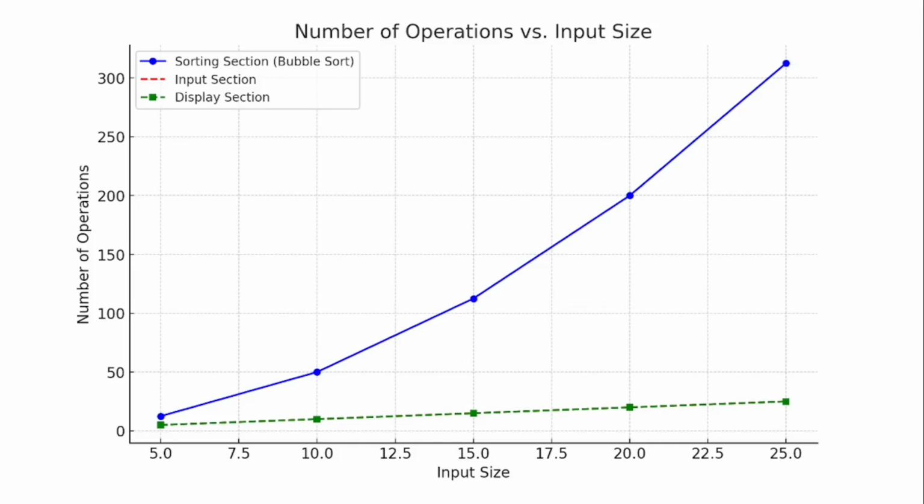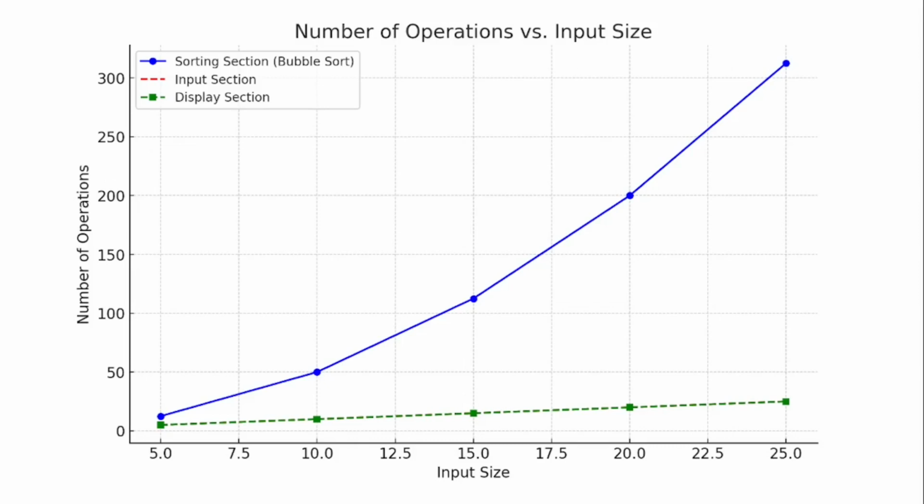Now, since the number of operations are the same for display and input, the red line for input is hidden behind the green line. The sorting section shows a rapid increase in operations as the input size grows, indicating the algorithm's complexity, while the input and display sections increase in a linear fashion, showing a direct relationship with the input size. Understanding this graph will help you appreciate how different parts of an algorithm contribute to its overall efficiency.